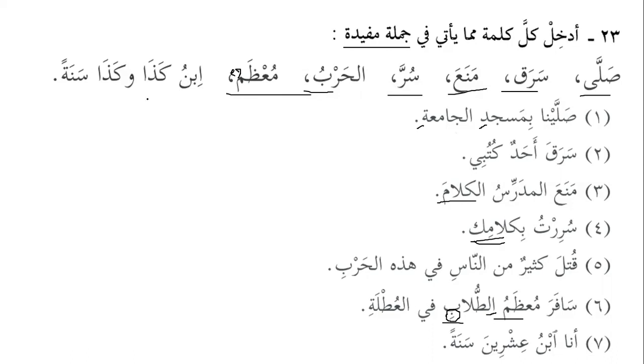And then we have ibnu kada wa kada sanatan, meaning my age is this much. So you say ana ibnu eshrina sanatan. Eshrina sanatan is easier to say. If you were born in 1985 or 1975, it will be difficult to say. So the easiest way will be to say eshrina, thalathina, arba'ina. But let's not go more than arba'ina because that will be too much. So ana ibnu eshrina sanatan, I am 40 years old.